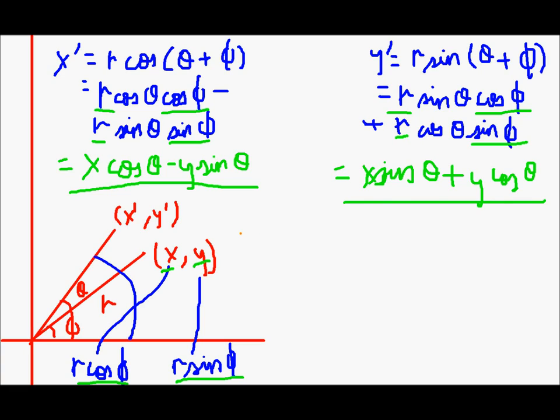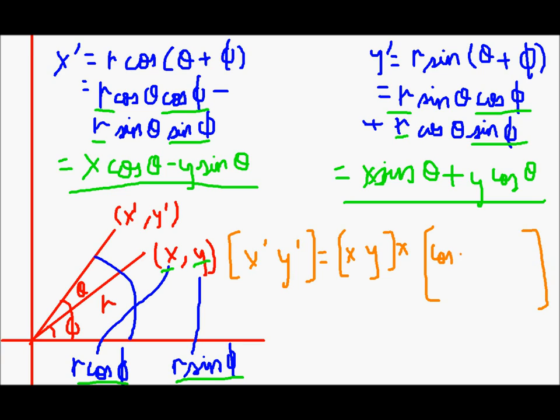In matrix form our equations will be: x dash, y dash is equal to the old x, y multiplied by a 2 by 2 matrix. The first element is cos theta, next we'll have sin theta, in the second row we'll have sin theta, and then cos theta.